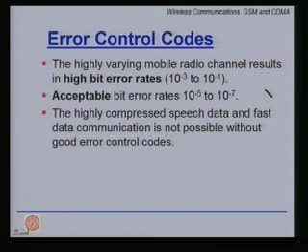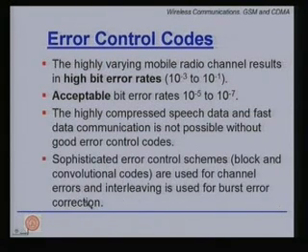Now, in CDMA we have already compressed our data, we have already thrown out the redundancies. So, we must make it robust to errors. The highly compressed speech data and fast data communication is not possible without very good error control codes. It is an absolute must. So, sophisticated error control schemes, both block and convolutional, are used for channel errors, and interleaving is used for burst error correction.